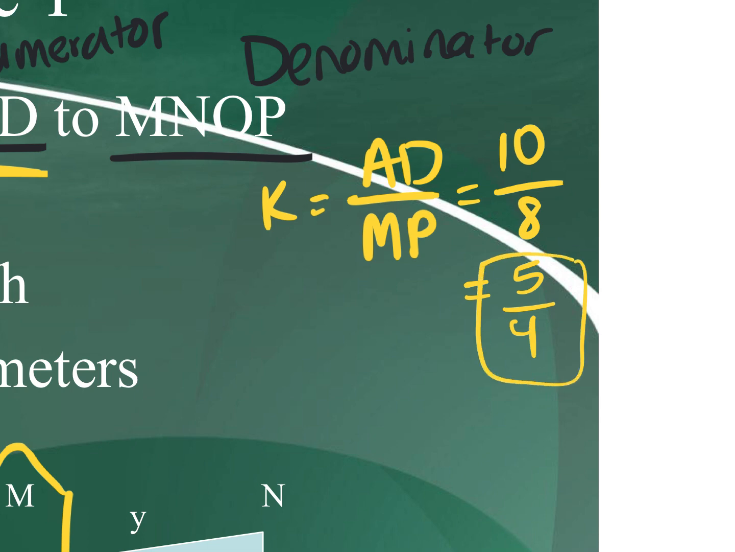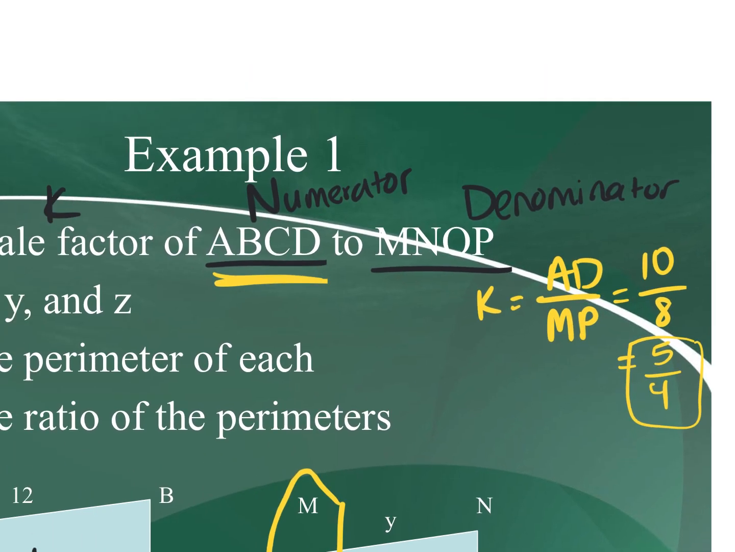Now, for this problem, I told you on the last one, if we put 4 over 5, would it be correct for the last problem? Yes, because it was just generally asking me the scale factor. For this one, it gave me direction. Do you guys agree? It said this one first to this one. 5 over 4 is my only answer. Do you guys understand that?